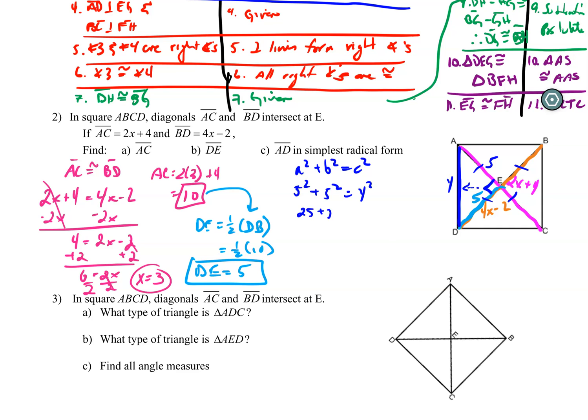So 25 plus 25 is equal to y squared. 50 equals y squared. If I take the square root to undo the squared part, I get y equals the square root of 50. It did ask for it in simplest radical form, so I do have to simplify my radical. If I take out the largest perfect square, that's going to be radical 25 times radical 2. Radical 25 is just 5. So therefore, AD is equal to 5 rad 2.